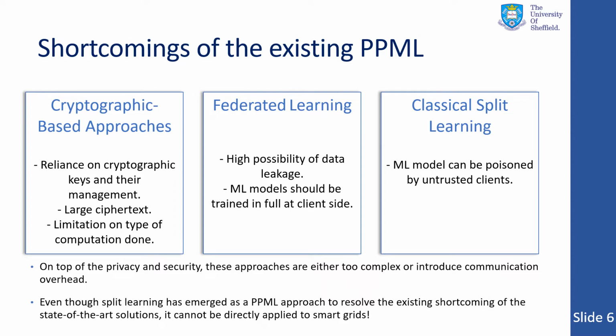For the classical split learning, one of the shortcomings is that the machine learning model can be poisoned by untrusted clients. On top of these privacy and security issues, these approaches are either complex, for example, as in the cryptographic-based approach, or introduce communication overhead, and this is in the case of federated learning. Another problem with the classical split learning, even though it emerged as an approach to resolve the existing shortcomings of the state-of-the-art solutions, is that it cannot be directly applied to smart grids.